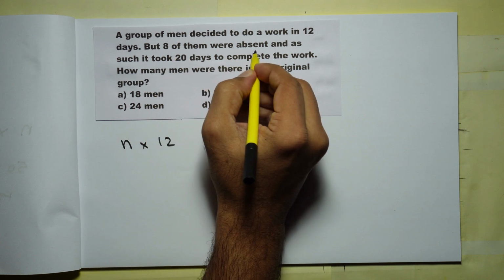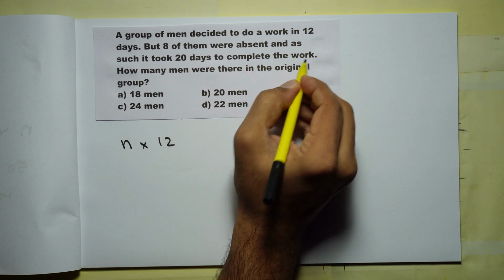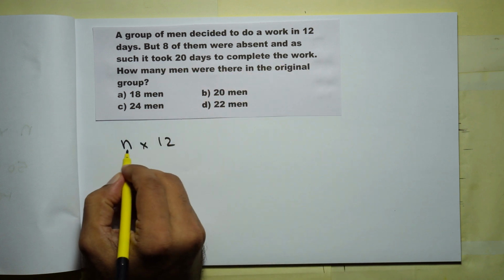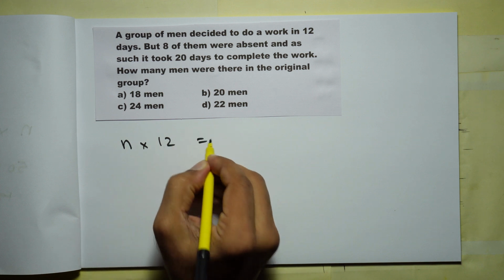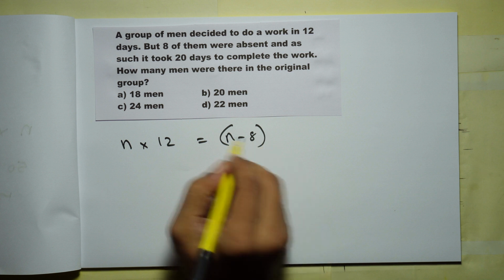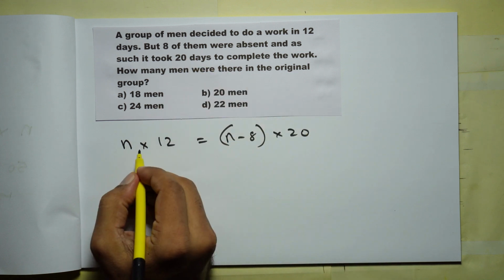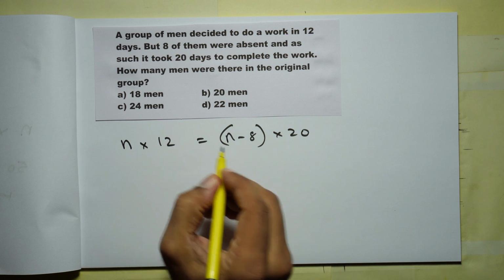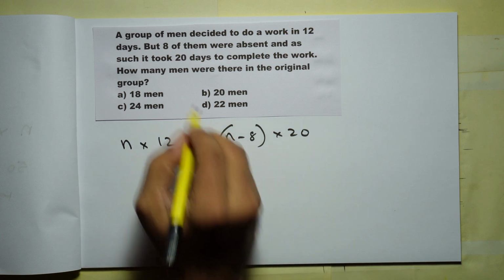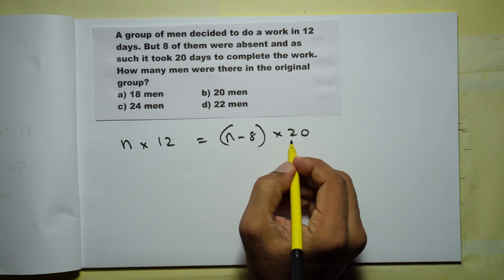But 8 of them were absent. And as such it took 20 days to complete the work. But the whole n people did not work. Only n minus 8 people were working, and like this it took 20 days. So n into 12 is the whole job. Now that same job can be done by n minus 8 people. 8 of them were absent and they have to work for 20 days.